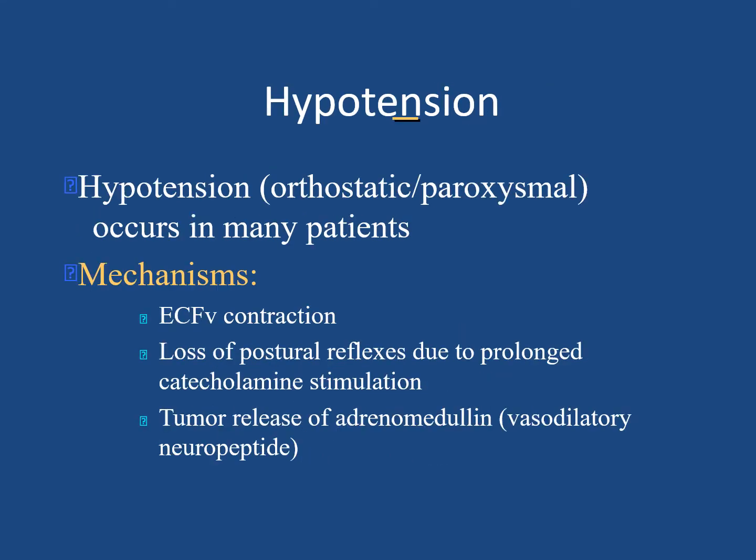Then comes hypotension. Orthostatic hypotension usually occurs in many patients. Many mechanisms have been postulated. There may be extracellular fluid volume contraction. There could be loss of postural reflexes due to prolonged catecholamine stimulation. There could be tumor release of adrenomedullin, which is a vasodilatory neuropeptide, leading to vasodilatation and hypotension.